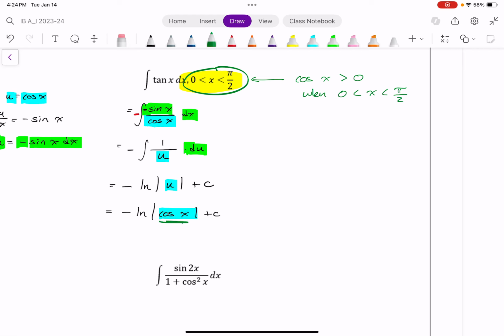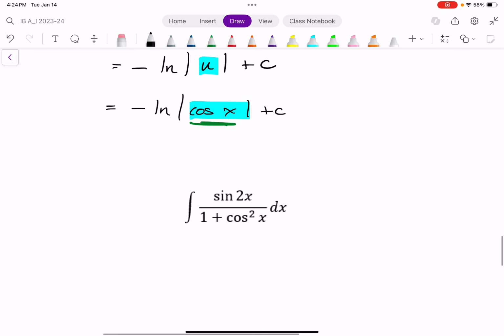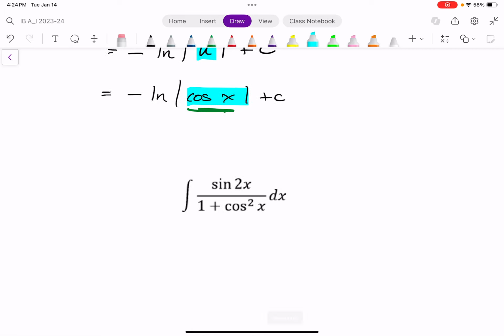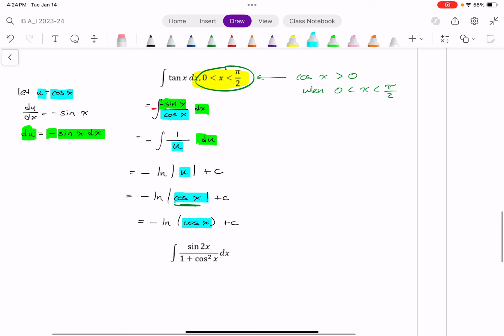which means in this region here, the cosine of x will always be positive, which means we don't have to actually deal with those absolute value brackets. So a slightly simpler answer is just minus the natural logarithm of the cosine of x plus a constant. We don't, in this case, need the absolute value because we know between 0 and pi over 2, the cos of x will never be negative.